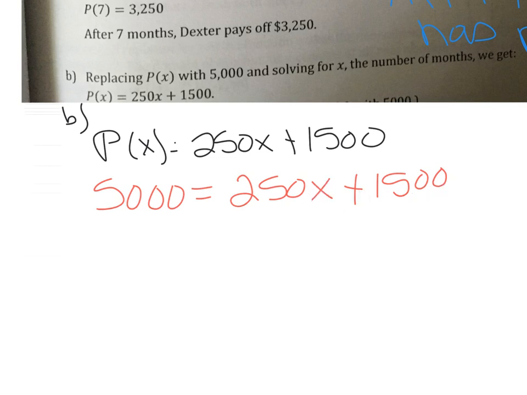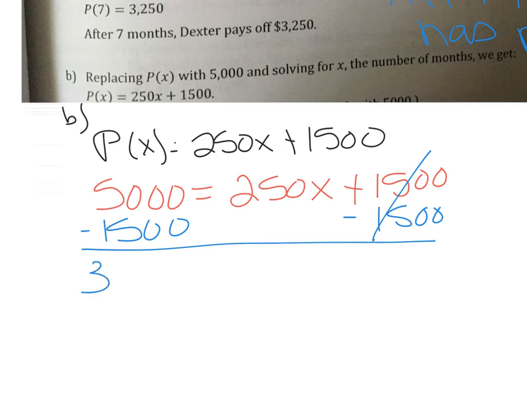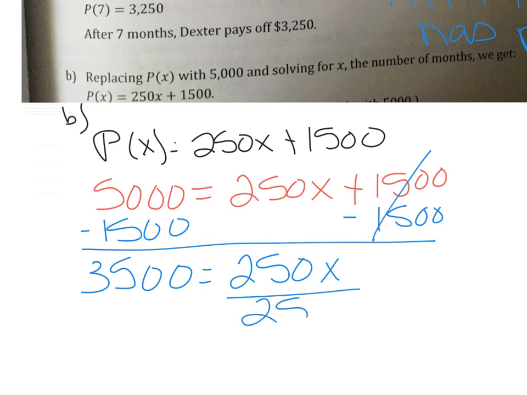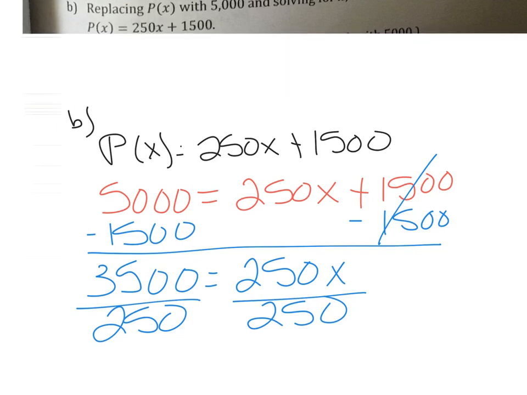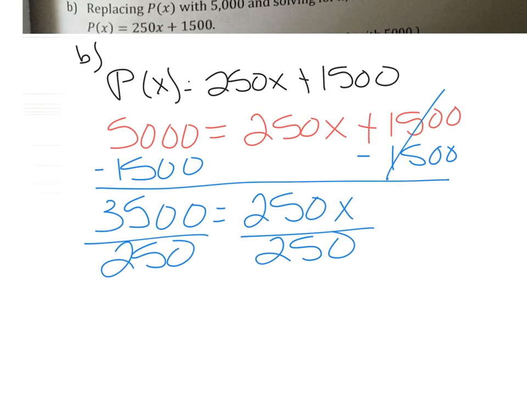So to isolate this x, first subtract the 1,500. Or some people learned it as moving it to the other side. That gives you 3,500 here. And then divide by the 250. Again, you can use your calculator if you like, whatever it takes. You'll end up with 14 here.